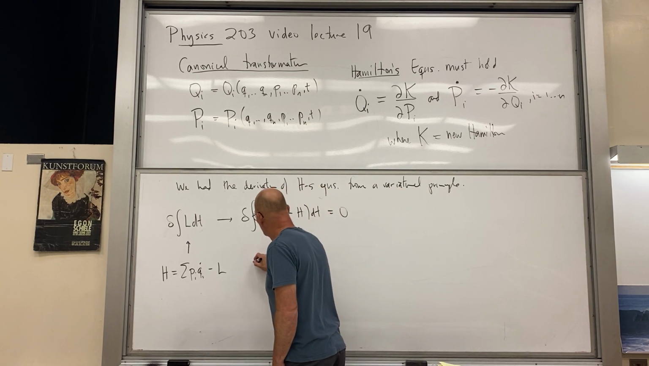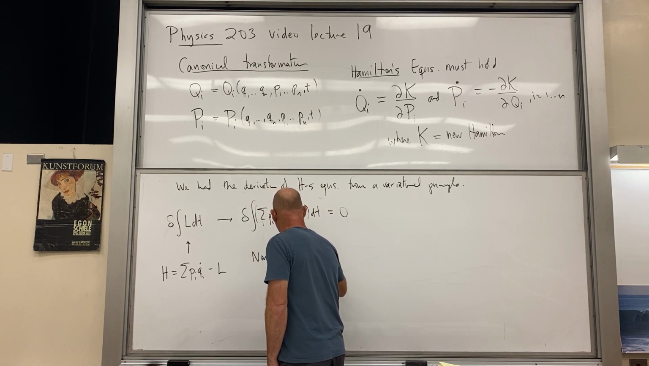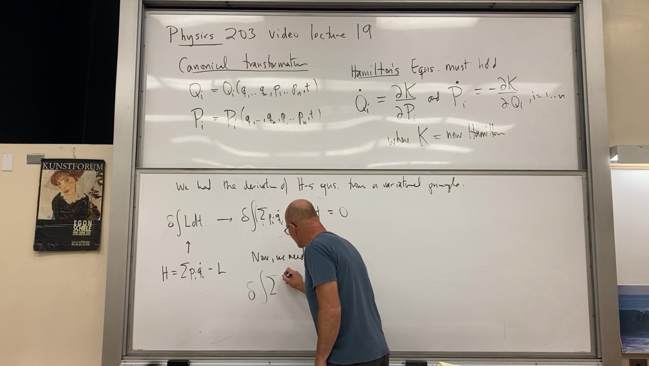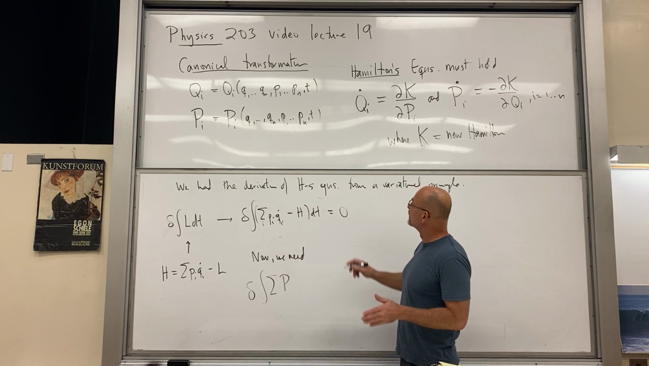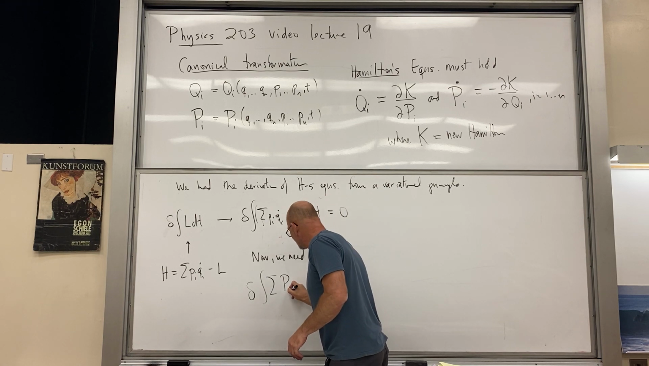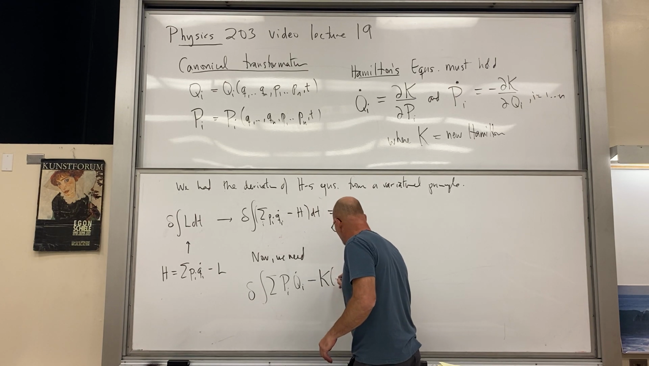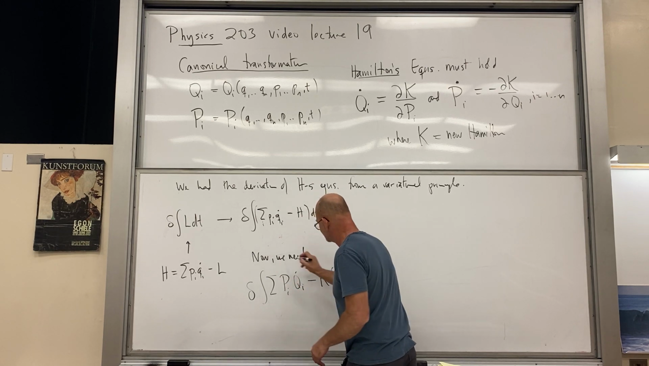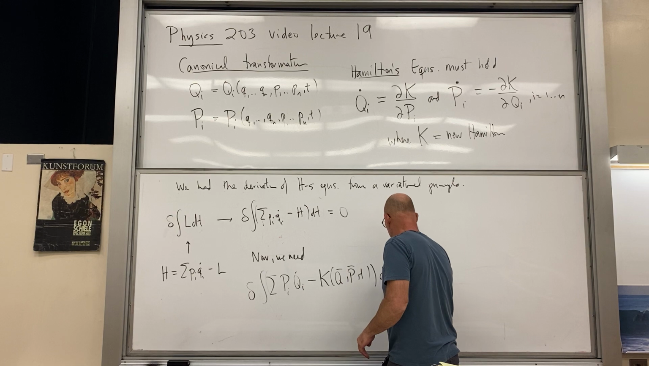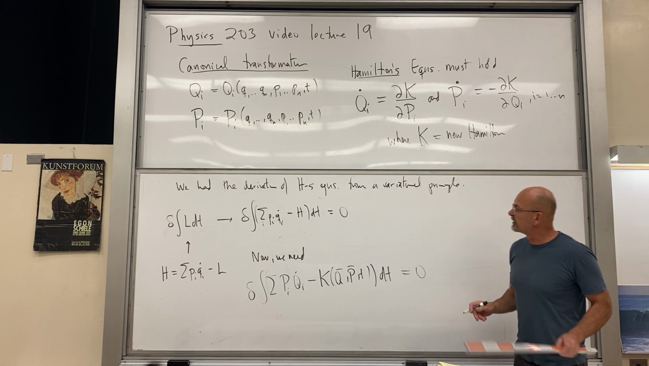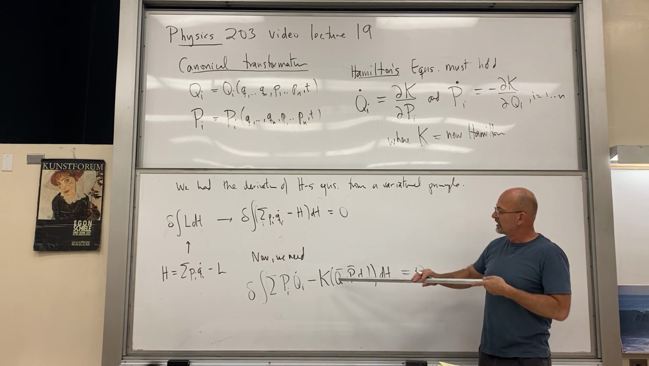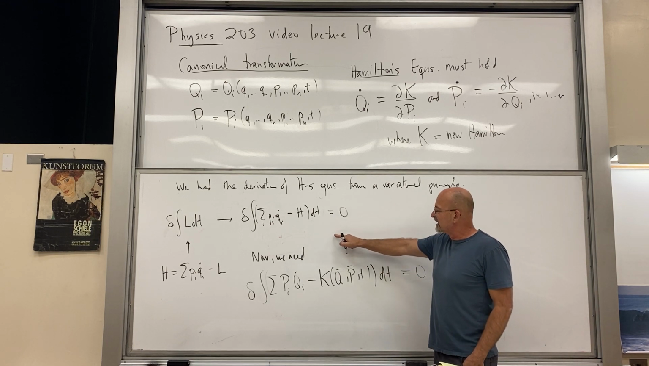Now, we need the variation of the new variables. So these are, I'm using uppercase for the transformed ones, lowercase for the untransformed ones. The integral of sum Pi Qi dot minus K of Q, P, t is equal to 0, right? If it's canonical, then these are just equivalent, okay? New letters, new variables. So we're going to have that.